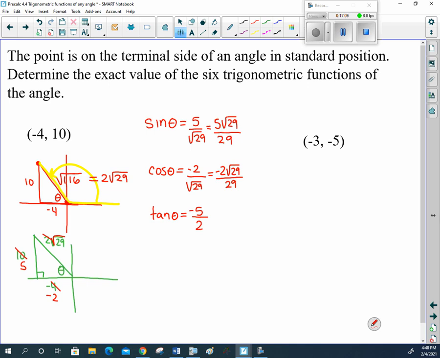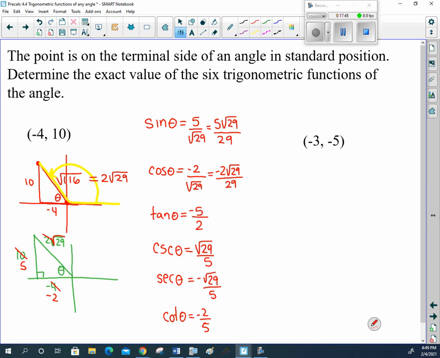And now our reciprocal functions. Cosecant theta, I'm going to flip the second one back, so that's going to be the square root of 29 over 5. Did I say secant? That was cosecant. Secant theta equals negative square root of 29 over 5. And then cotangent theta is going to equal negative 2 over 5. So there's our 6 trig functions.